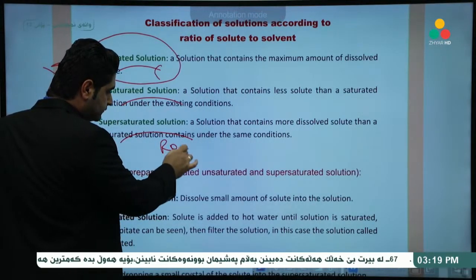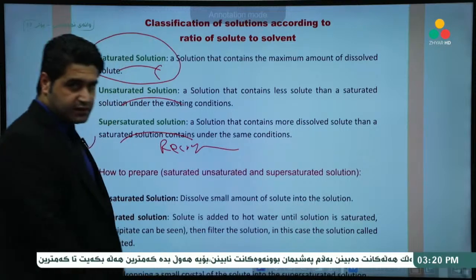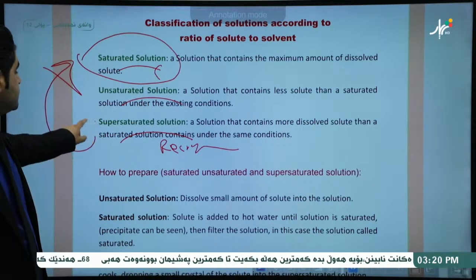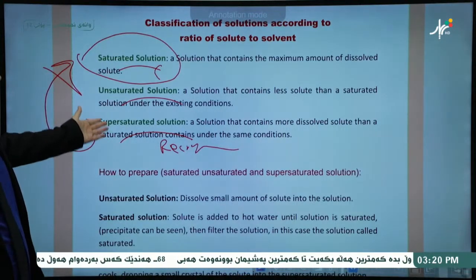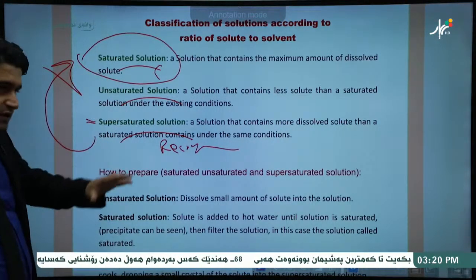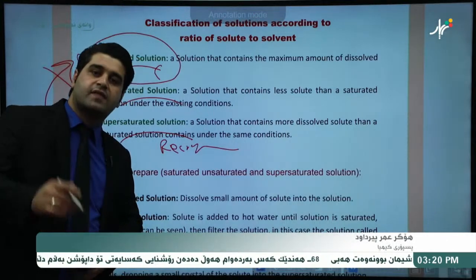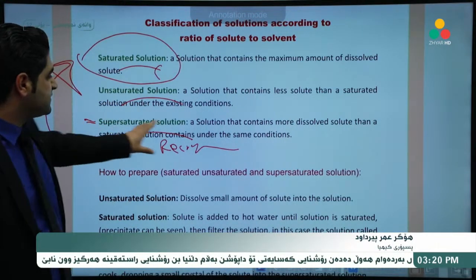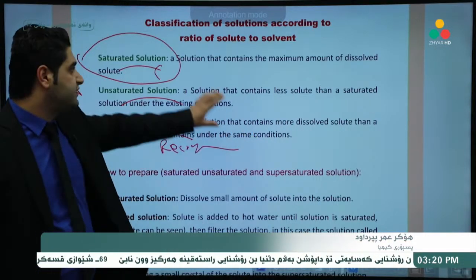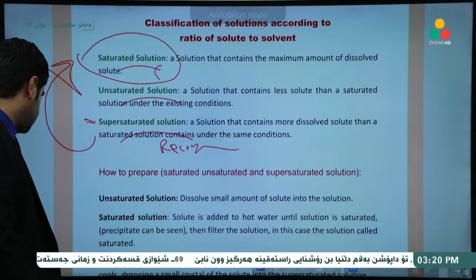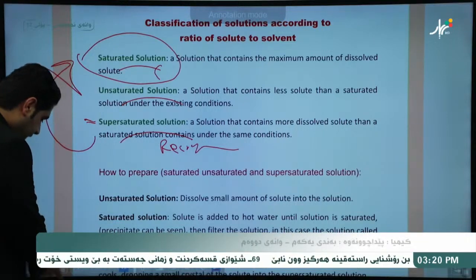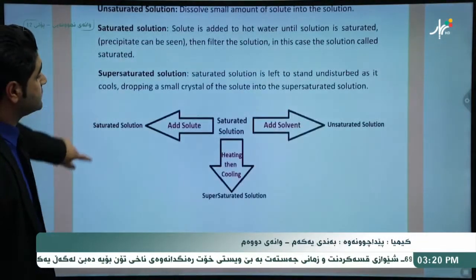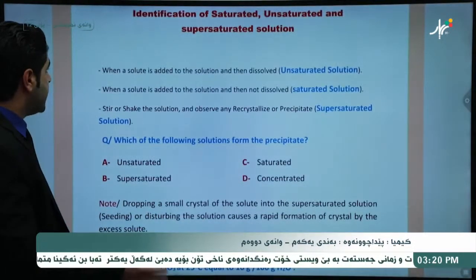Here we have recrystallization, okay? The crystal begins to form, so it will be supersaturated. Or if a hot saturated solution is cooled and a crystal forms, it will be supersaturated. So supersaturated contains the largest amount of solid compared with saturated and unsaturated. Well, it is very simple how to prepare the types of solutions, saturated, unsaturated, and supersaturated. I will leave it for you.